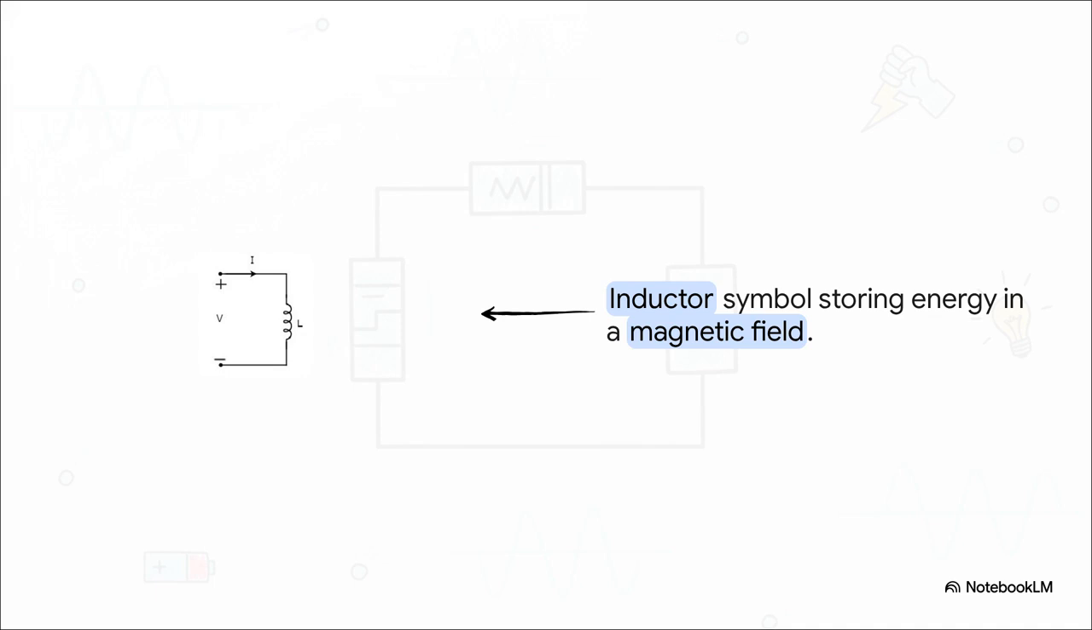The voltage across the coil is entirely dependent on the rate of change of the current over time. So what does that actually mean? It means the inductor essentially fights against any sudden, rapid changes in current. It's doing everything in its power to keep the flow of our water perfectly steady.